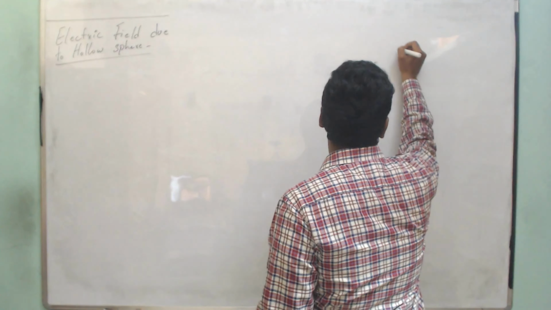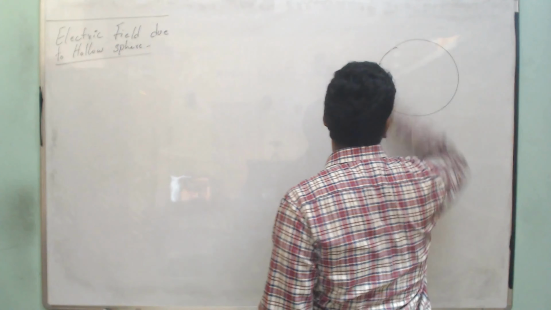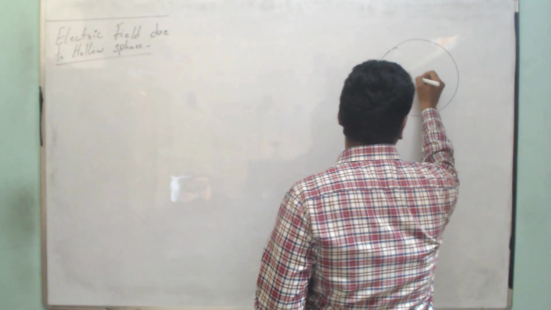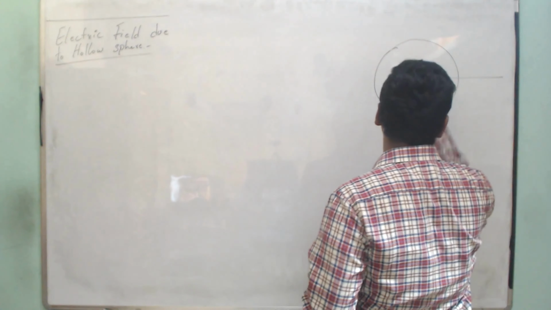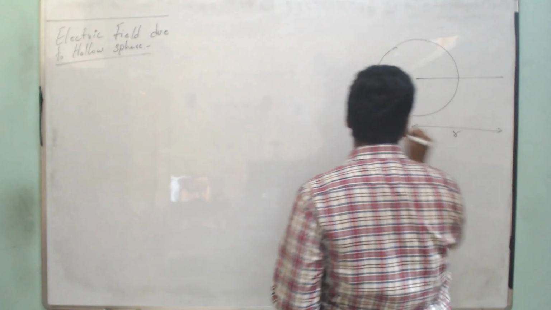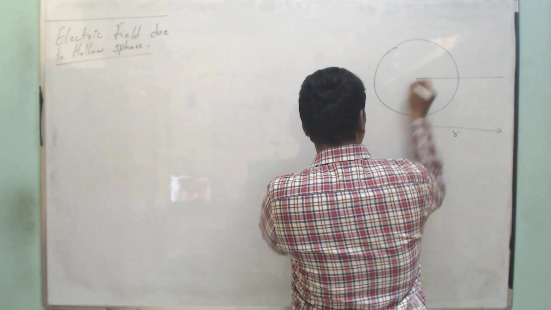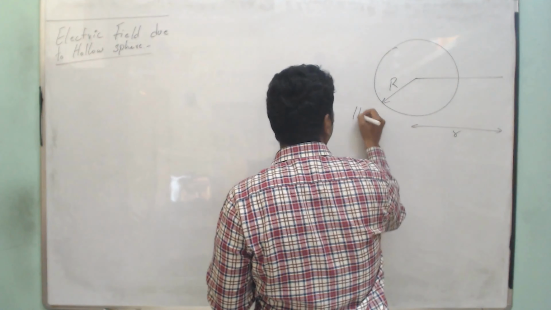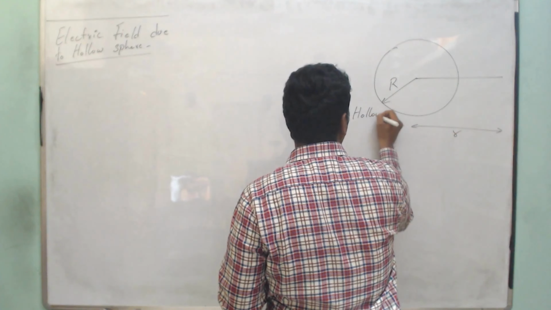So let us say this is my hollow sphere, and I want the electric field at a distance of, let us say, r from the center. Let the radius of this hollow sphere be capital R.